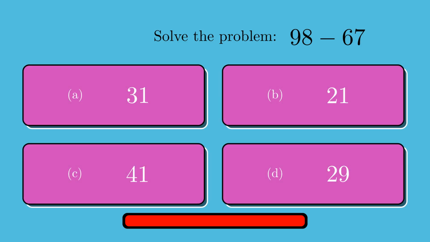In this video, we will be solving the problem 98 minus 67 and determining the possible solutions. You have 10 seconds to solve the problem, or feel free to pause the video if you need more time. The options for the solution are A, 31, B, 21, C, 41, D, 29.